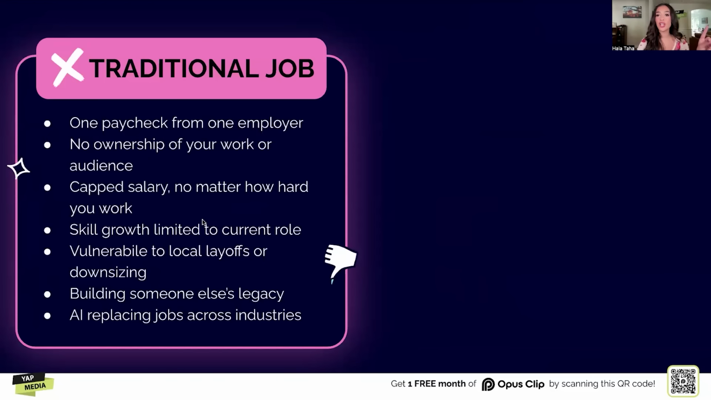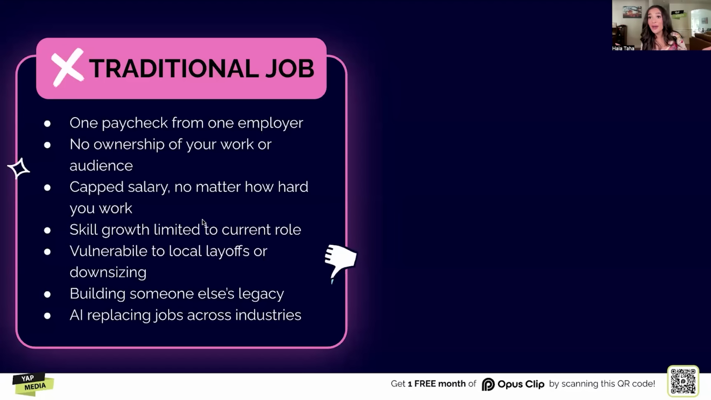Okay. Traditional jobs, you get 1 paycheck. You do not own your work or your audience. You've got a capped salary. Your skill growth is stunted. This is kind of what I was talking about before. I feel like all my friends are in the same place. Meanwhile, I feel like I've learned so much because I've just had so many different opportunities to learn. You are vulnerable to layoffs, downsizing. The economy is going nuts right now. You've got to build an asset that you can transfer no matter where you are, no matter what job you have. You're building somebody else's legacy and AI.